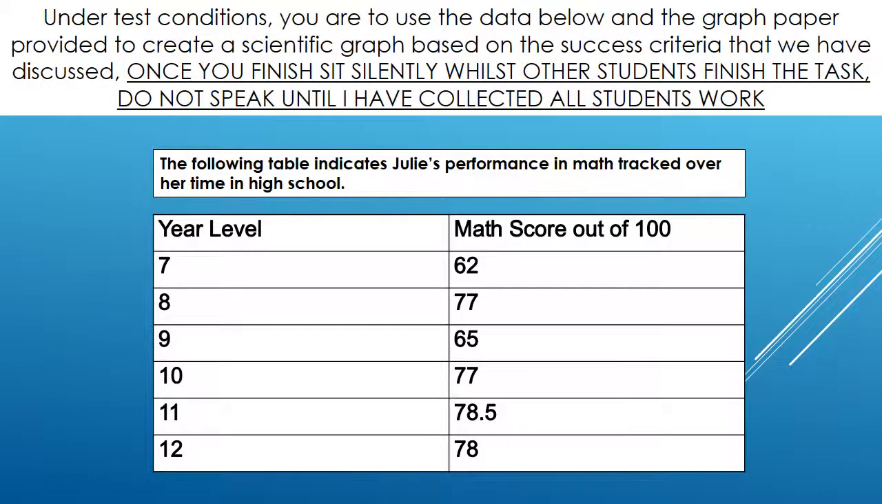You now need to put your books and the graph paper that you just completed on the ground next to your desk. Leave a pencil and a rubber on your desk and nothing else. Everyone needs to be completely silent from here onwards. I am going to hand out one piece of graph paper to each student, and under test conditions you are to use the data below and the graph paper provided to create a scientific graph based on the success criteria that we have discussed.